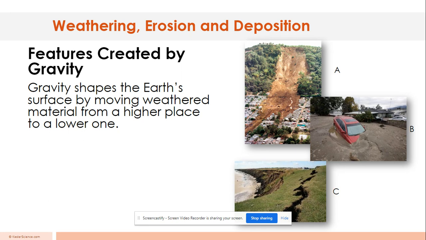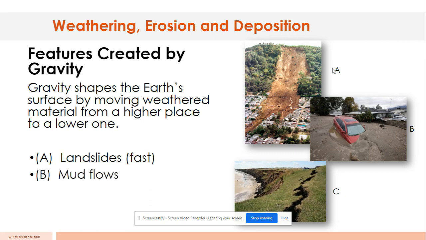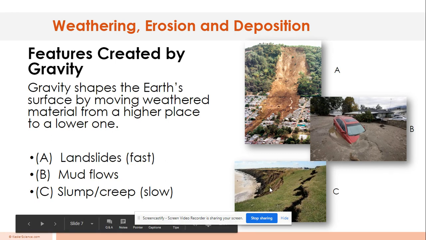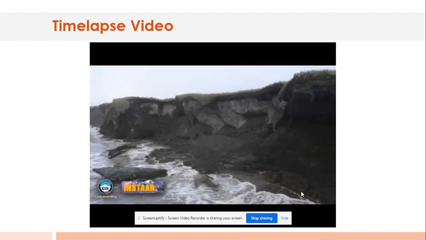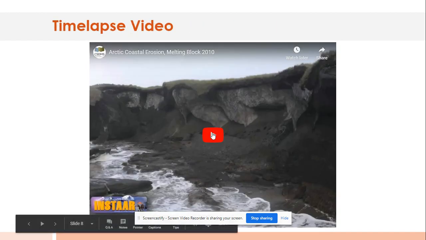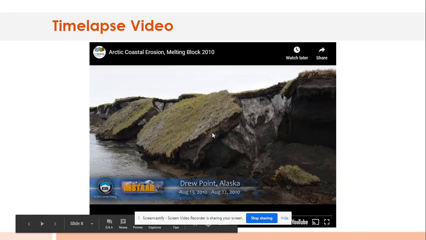Gravity shapes the Earth's surface by moving weathered material from a higher place to a lower one. So there's landslides. Those happen really quickly. You can see this one came and wiped out part of a city. There's mud flows, and this is called slump and creep. So this slowly is slumping into the side and creeping over, and that's going to cause that to weather away and erode.